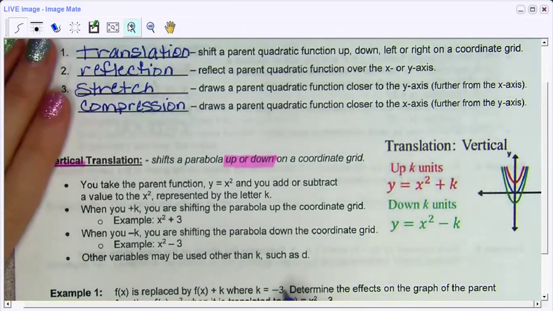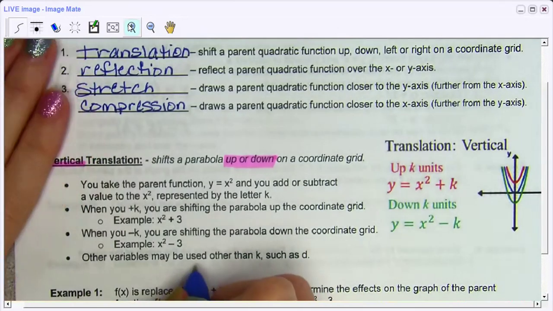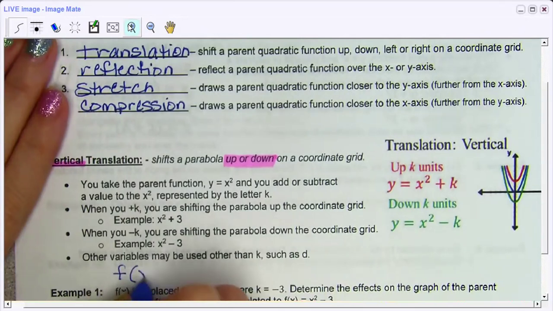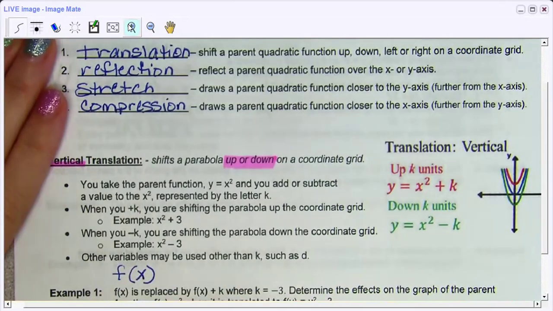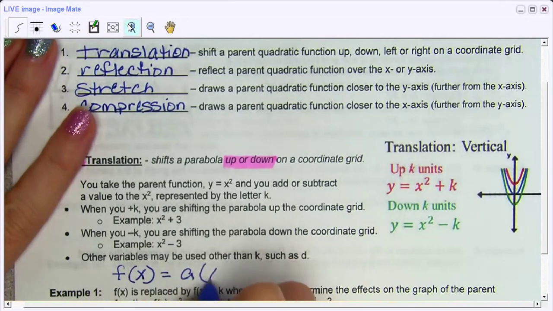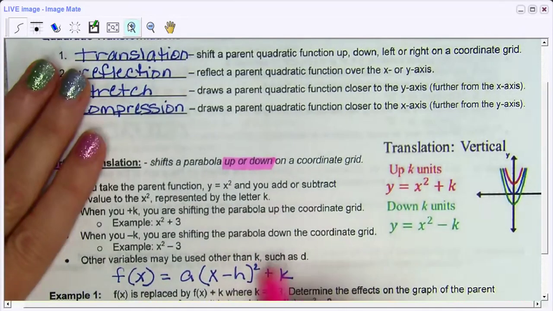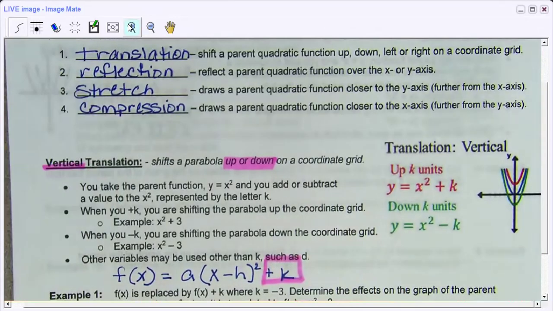Now I'm going to give you the full equation. It's going to look a little crazy. f of x, all that means is y, equals a times x minus h squared plus k. So right now we're just focusing on the k. If the k is positive, you're moving it up. If the k is negative, you're moving it down.